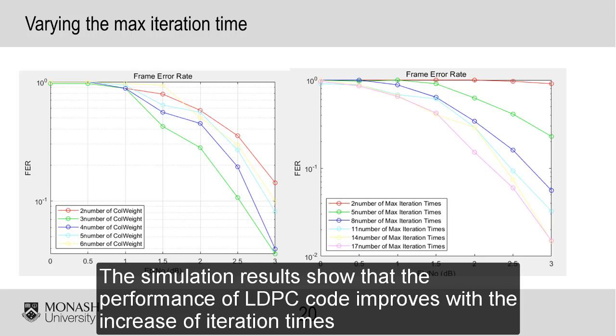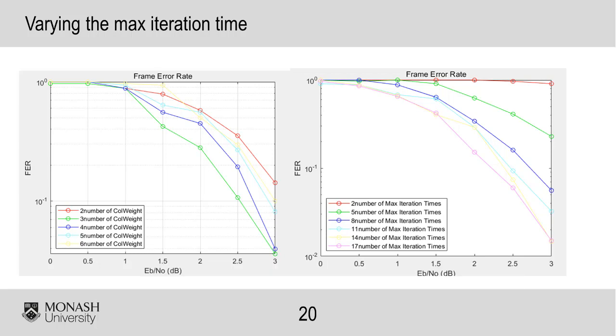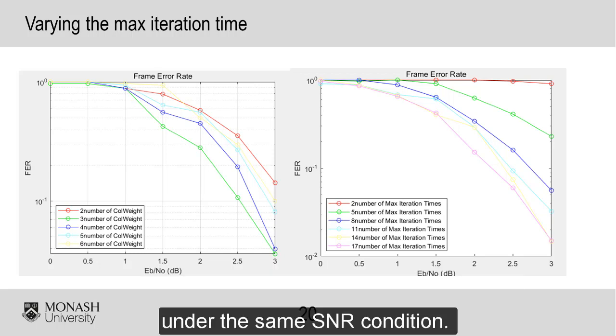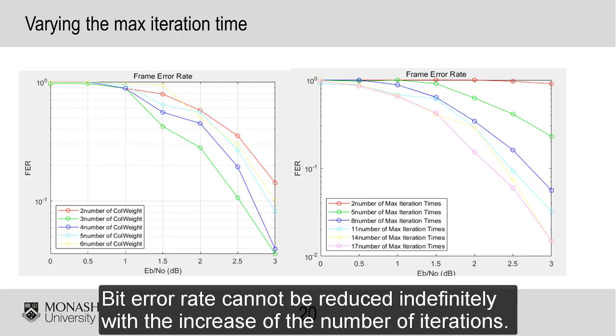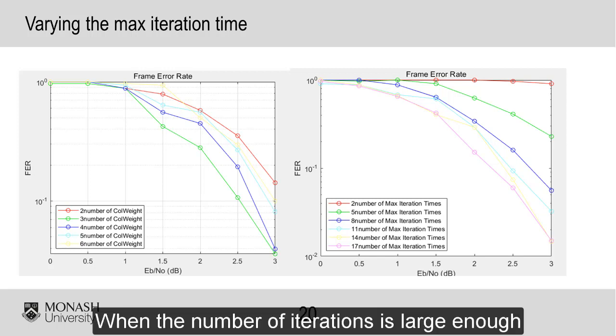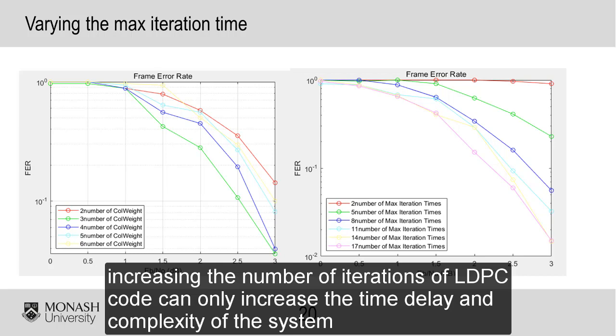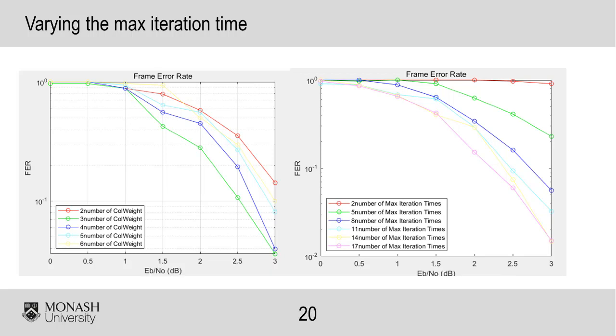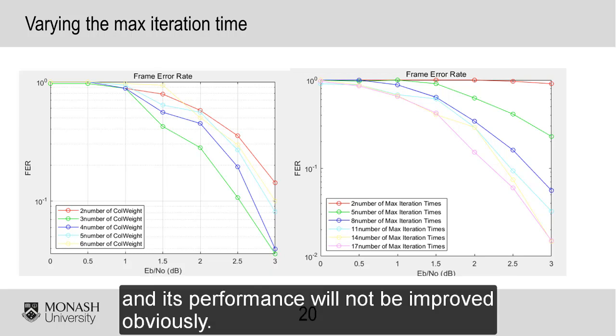The simulation results show that the performance of LDPC codes improves with the increase of iteration number under the same SNR condition. Bit error rate cannot be reduced infinitely with the increase in the number of iterations. When the number of iterations is large enough, increasing the number of iterations of LDPC code can only increase the time delay and complexity of the system, and its performance will not obviously improve.